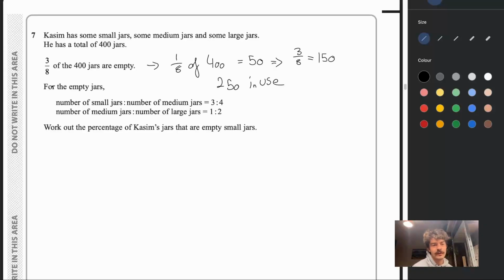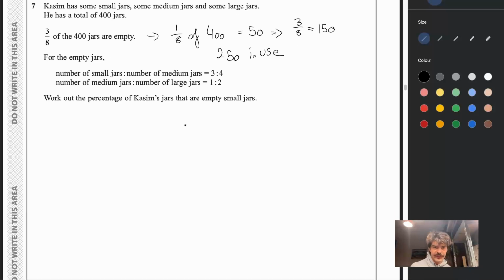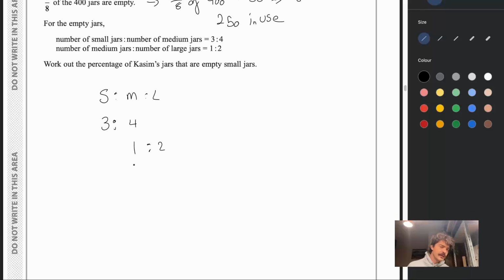For the empty jars, the ratio of small jars to medium jars is 3 to 4, and the medium jars to large jars is 1 to 2. Okay, it looks like we're wanting to actually see the ratios here. So a lovely way of doing this is actually to just go small to medium to large, populate a sort of graph underneath. So small to medium we're told is 3 to 4, and then beneath this we're told medium to large is in fact 1 to 2. And what we're looking for is a way of unifying our ratios so we've got all 3 parts in one thing rather than spread out over 2 separate equations.